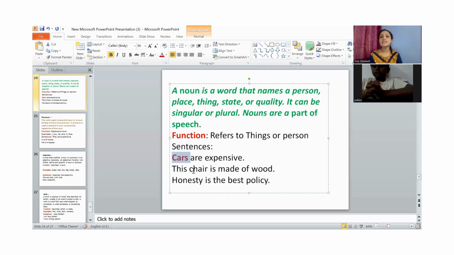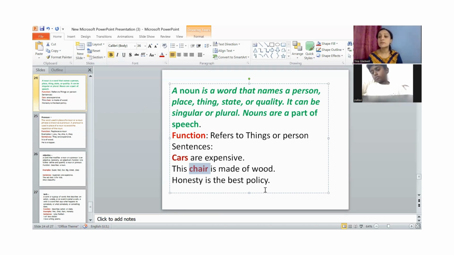Similarly, the next sentence: this chair is made of wood. Identify the noun here. You can unmute and identify the noun. This chair is made of wood. What is the noun here? Partha, what is the noun? This chair is made of wood. Chair. Very good. Chair here is a common noun. We're talking about the chair. The chair is made of wood.